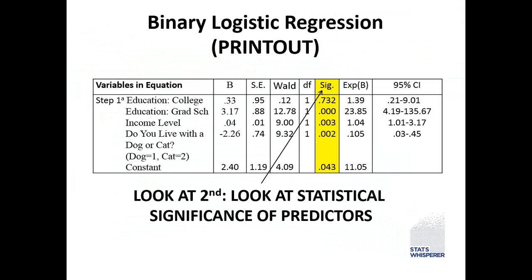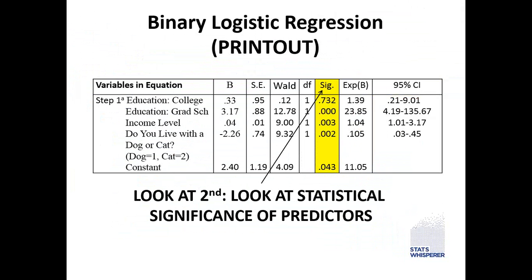You have to consider, we see education high school is again left out, so that's the reference group. But when you look at education college under SIG, that's the first p-value. The p-value is 0.732. So that means those with a college level education are not significantly more likely to be happy in reference to those with a high school level education. So it changed the findings.